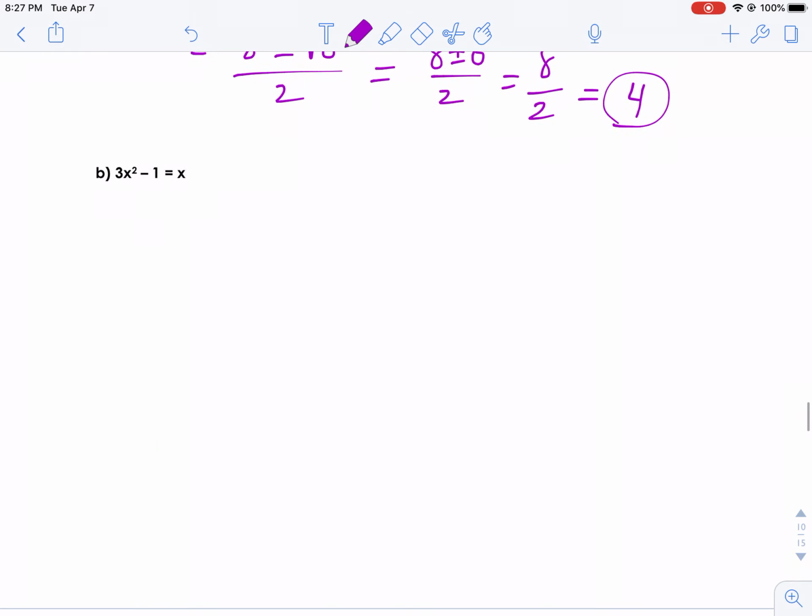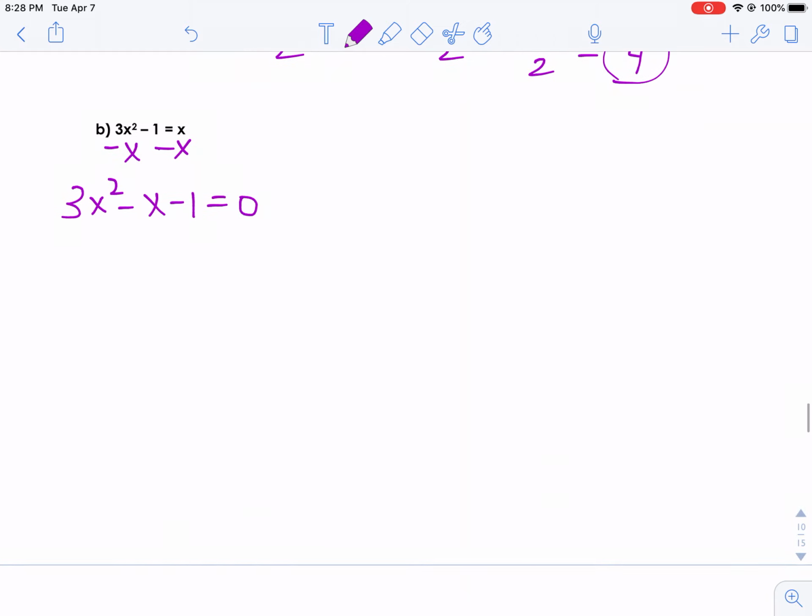In example B, we have 3x squared minus 1 equals x. We need to get everything on one side and in order. So we're going to subtract x from both sides. So we would get 3x squared minus x minus 1 equals 0. Our a value is 3, our b value is negative 1, and our c value is negative 1. So we're going to substitute this in.